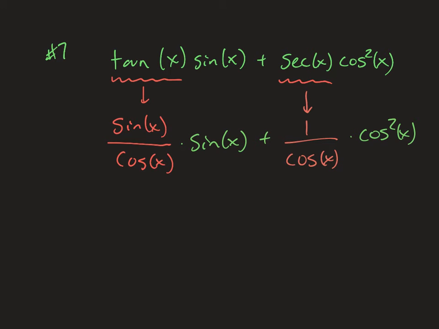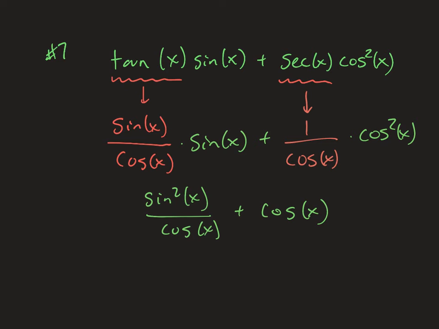And let's see if there's anything we can do here. Well, we're going to, on this side, multiply the two sine x's together. And so we'll have sine squared of x over cosine x. And on this side, we will have just cosine x. And then what I'm going to do is I'm going to factor this thing. So bear with me here.